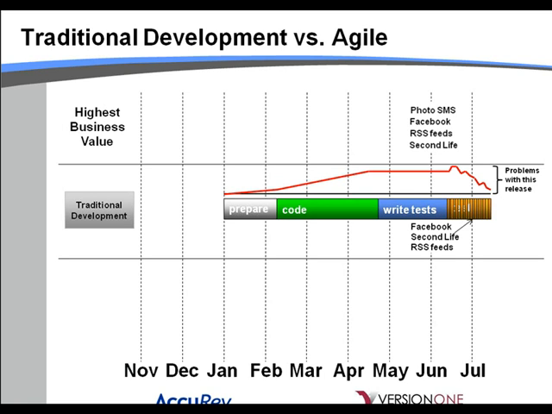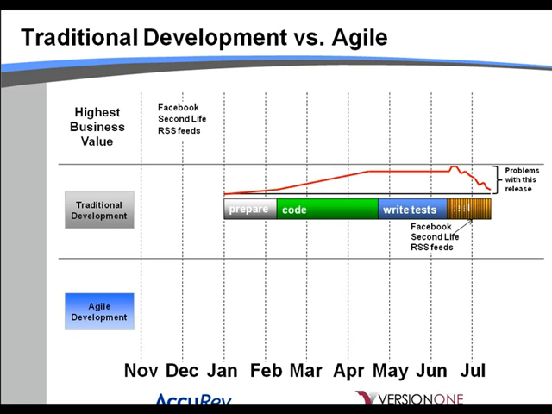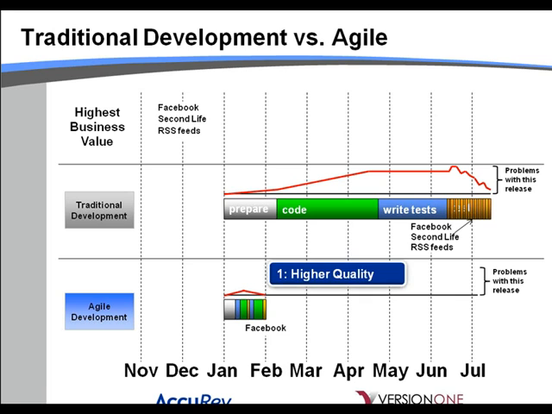Now let's take a look at Agile development. What's the algorithm here? Okay, same problem. Facebook, Second Life, RSS feeds. 1 month iterations. We're just going to do Facebook. We're not even going to take into account Second Life and RSS feeds. If we have to make changes, we have to make changes. That's the way it is. Now, I've just done 1 iteration here. I had some problems and I fixed them. First advantage, higher quality.